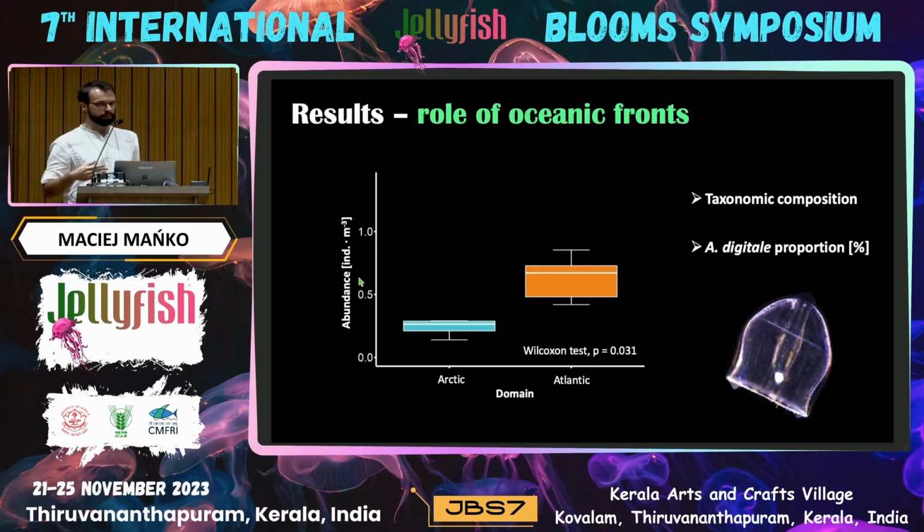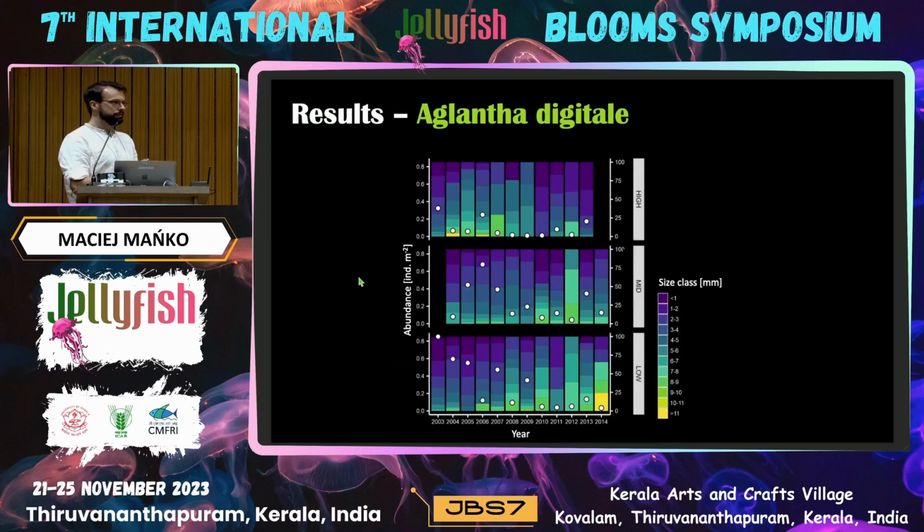And this could mean something for the future forecast of how the Arctic would look like, but I'll get back to that later. So the final big question that we had was, since Aglantha was emerging as an important indicator of those warm Atlantic waters, we wanted to look deeper into their population structure to see whether the population structure in itself could be an indicator of the progression of Atlantification of the Arctic.